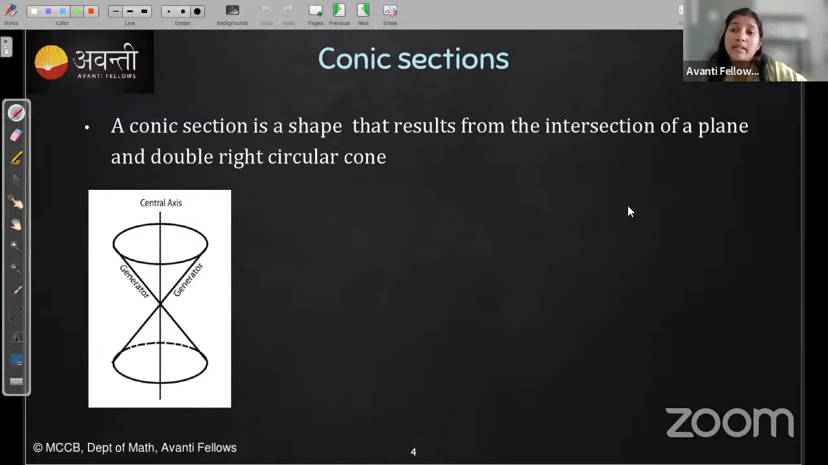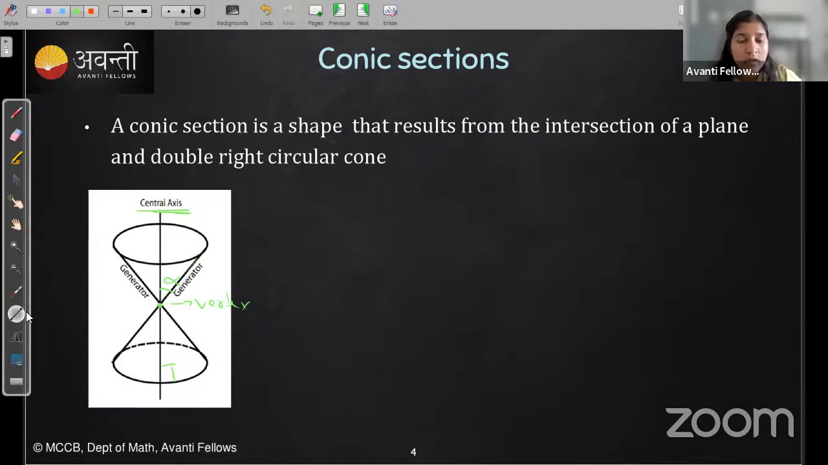Conic section is a shape that results from the intersection of a plane and a double right circular cone. You all know what a double right circular cone is. So this is a double right circular cone. It is known as a right circular cone because the angle between the base and the axis will be 90 degrees. This line is known as the axis of the cone, and this is the generator. The angle made by the axis and the generator is known as the vertex angle. This is the midpoint, nothing but the vertex. I'm representing that vertex angle by alpha.